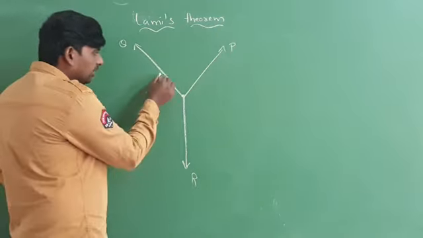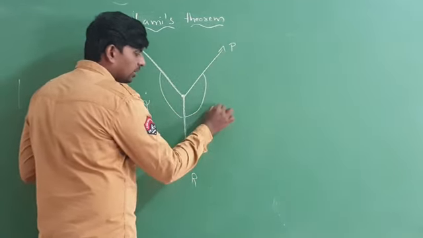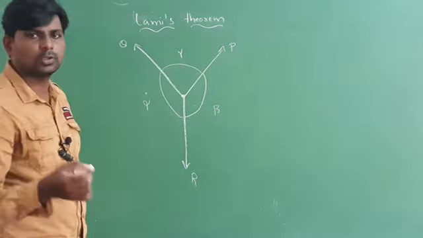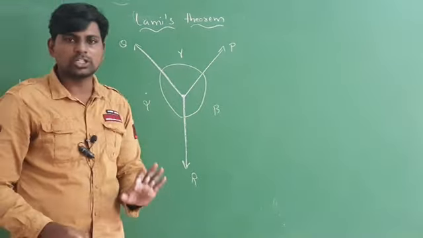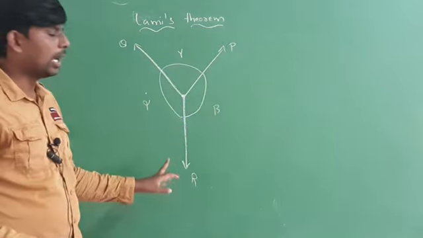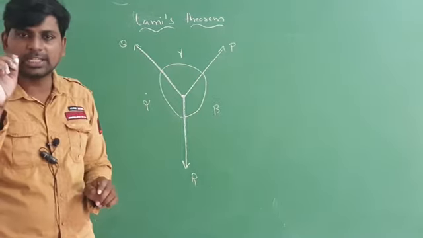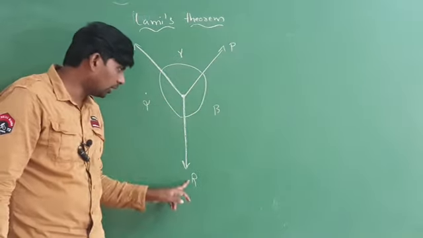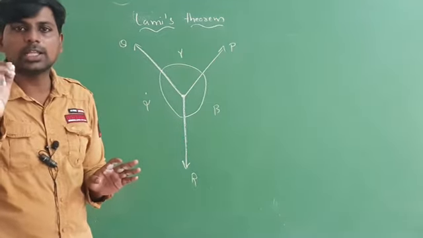See, the angle between these two is called alpha, the angle between these is known as beta, and the angle between these is known as gamma. It's up to you; different authors follow different notations. You can select any. Now I will tell you the actual definition of this. If three forces, P, Q, R, acting at a point are in equilibrium.